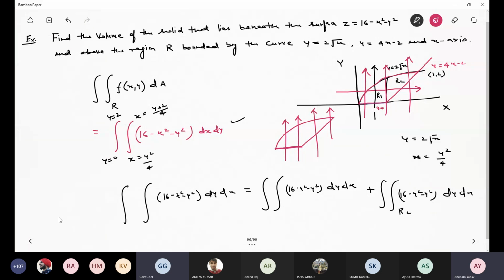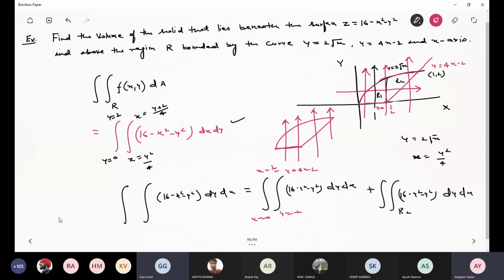Okay. R1 की limit हो जाएगी आपकी y equals to 0 to y equals to 4x minus 2. इस point का आपको coordinate निकालना पड़ेगा, और इस point का coordinate होगा when y is half, comma, root 2. Here at this point, when x equals to 1/2, ये 1/2 होगा. ठीक है, so x will be 0 to x equals to 1/2.